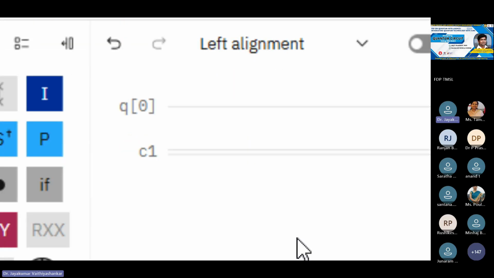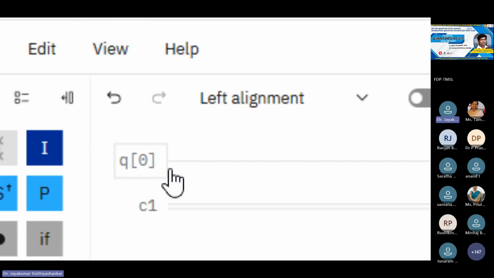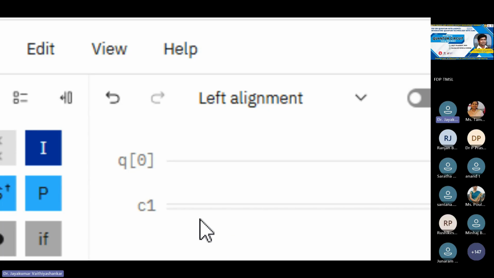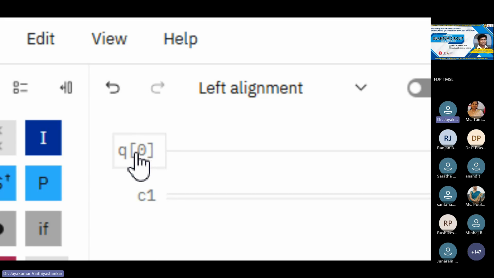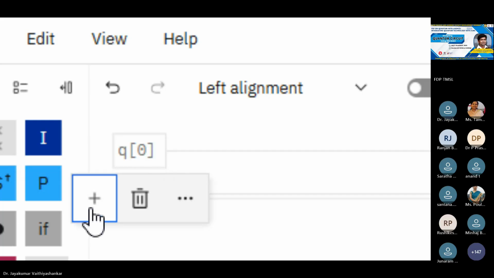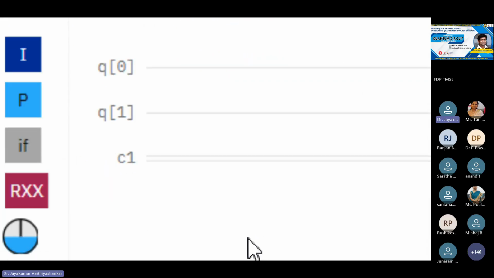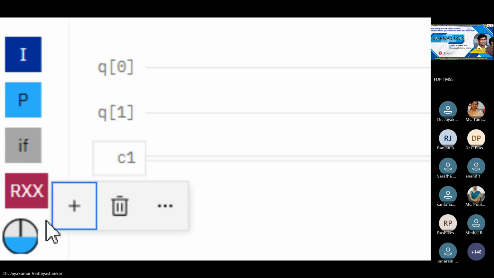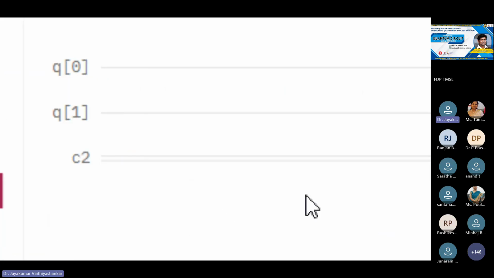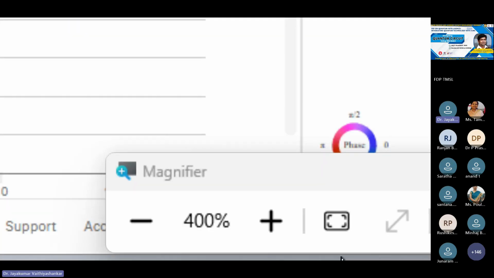Is my screen zoomed, are you able to see the magnified version? Yes, sir. Okay. You can see quantum has only a single line, but classical has a double line. You can see all quantum bits individually, but a combined view of the classical bits. For example, if I add one more qubit, I have an individual view. If I add one more classical bit, I still have only the double line. Classical is always shown as a double line, but quantum as individual lines. This is one more difference.